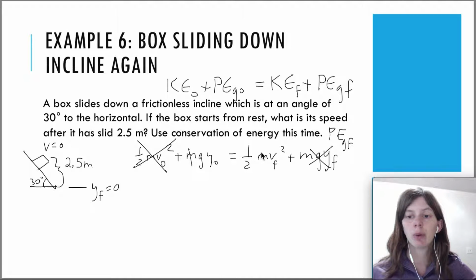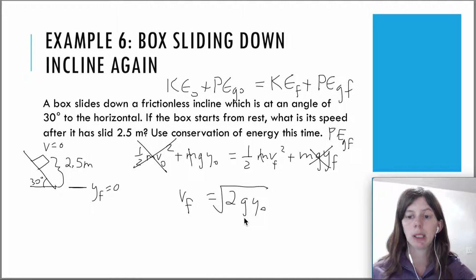So the m's are going to cancel out again because they're in each term. So we know that VF, just like in the previous problem that we just did, we're going to multiply both sides by 2 here and then take the square root. So we're getting the same exact equation as last time for this problem.